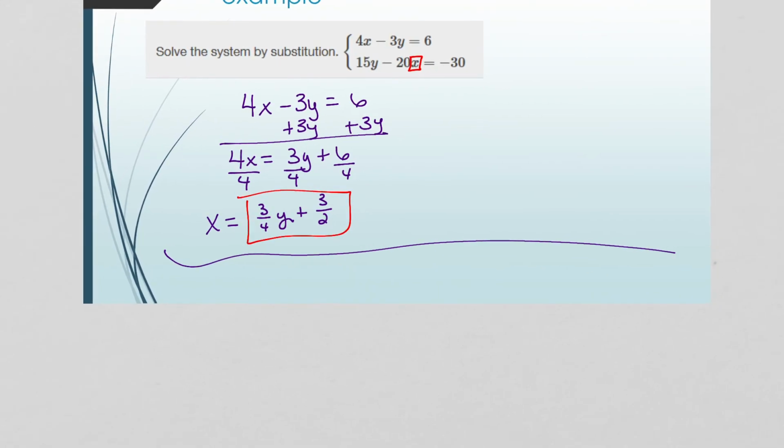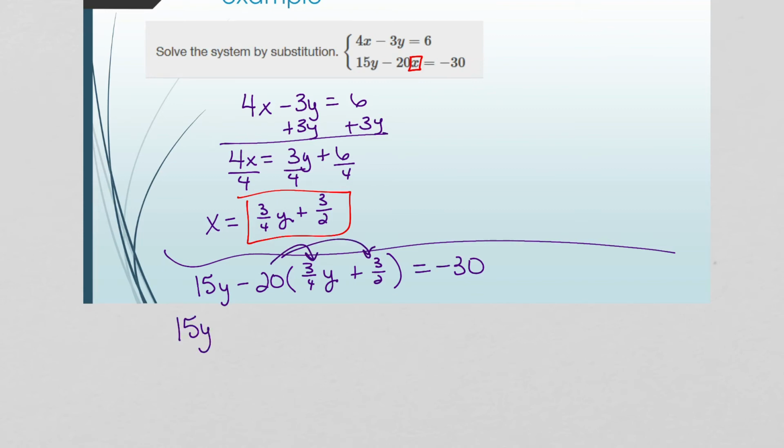All right, so I've got 15y minus 20. Now instead of x, I'm going to write down 3/4 y plus 3/2 equals -30. Okay. Now I'm going to distribute my -20. Now, here's my fast way. Here's how I do fractions the fast way.